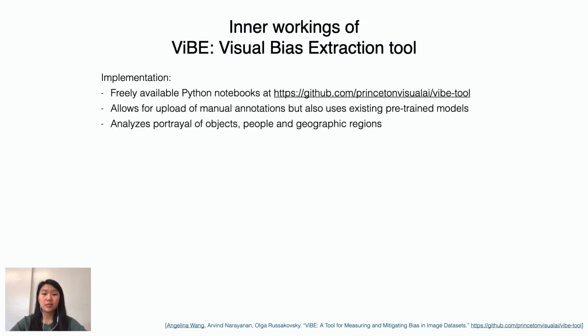Our tool is available as a collection of interactive Jupyter notebooks that allow customization. Users simply supply their dataset, which includes images and annotations. Our tool then uses a combination of pre-trained models to gather additional annotations, as well as fits new models to the dataset in order to discover patterns that arise. The analysis is done along 3 dimensions, looking at object classes, people of different genders, and different geographic locations.